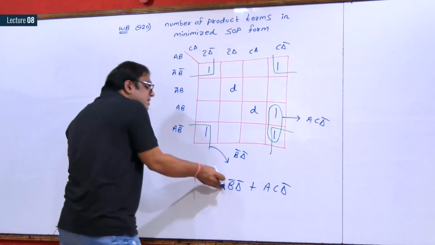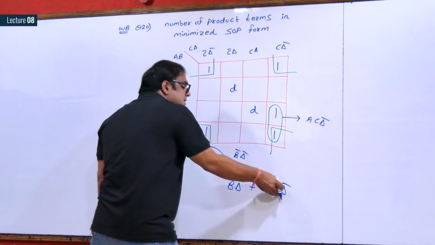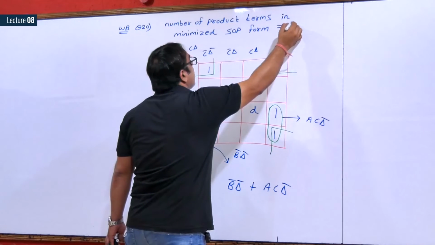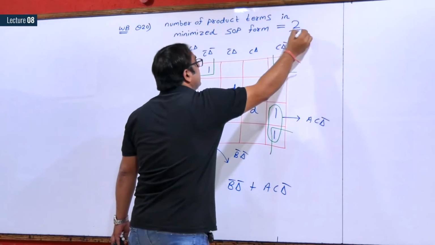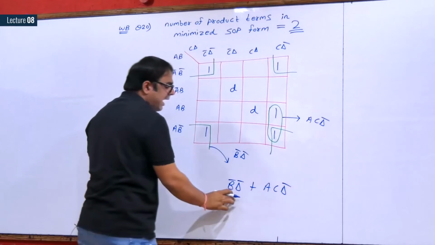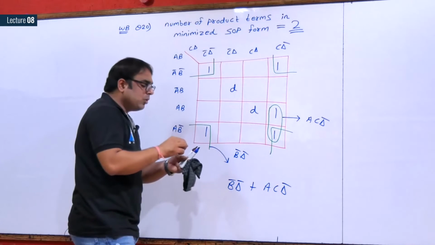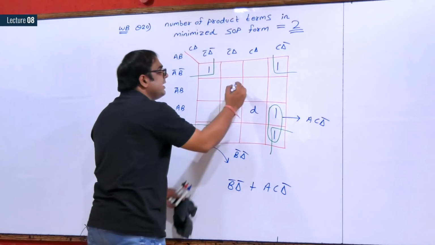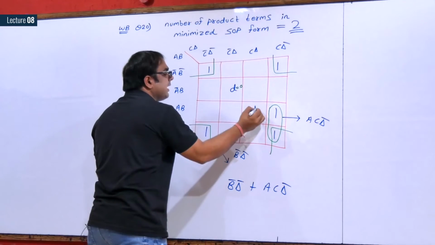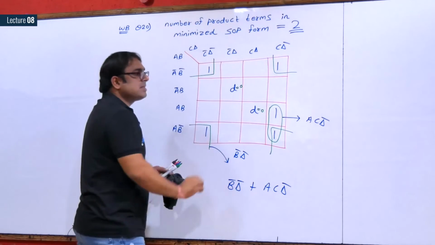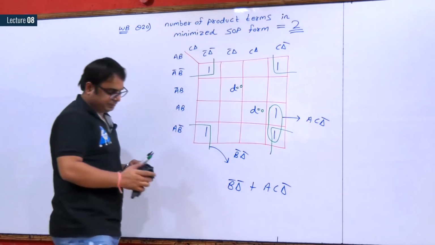So this is the first product term. This is the second product term. So the number of product terms in minimized SOP format is 2, and these are the two product terms. Obviously, both these don't cares we have considered to be 0. So 2 is the correct answer of this question.